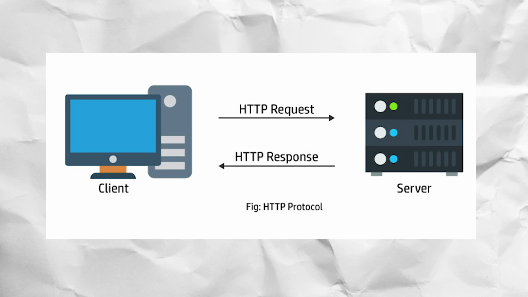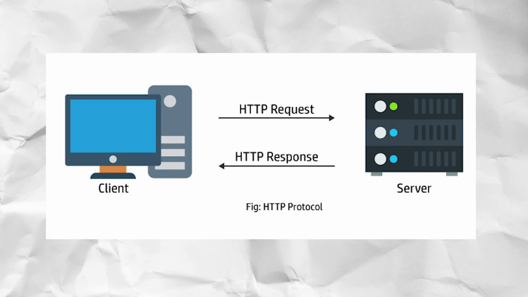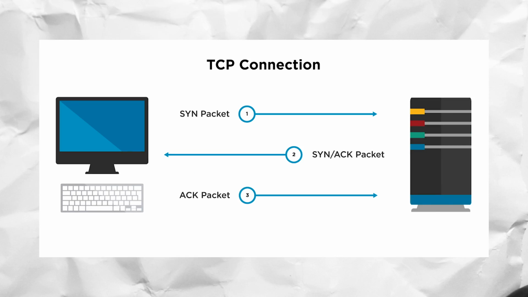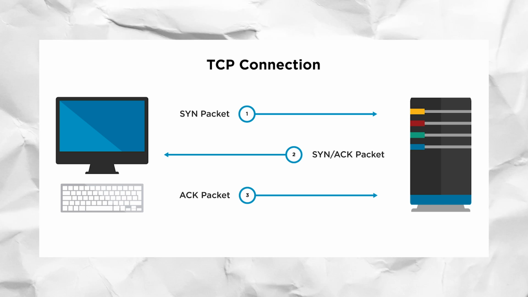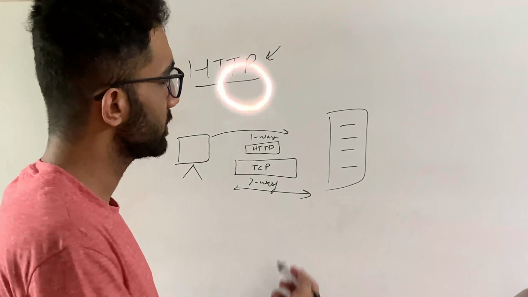So what HTTP does is that it only allows communication in a single direction. So either the client speaks and the server responds, or the server speaks and the client responds. TCP, on the other hand, is inherently a two-way communication where both client and server can speak at the same time. Now you might think, why is that limitation there for HTTP? It seems like a limitation, right?